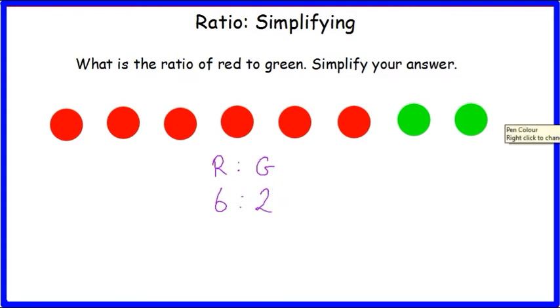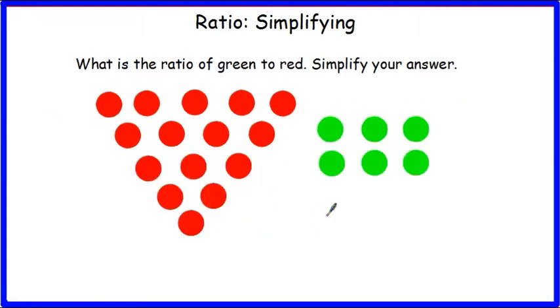So it's a bit like simplifying fractions. The number that goes in, 2 goes into both of these. 2 goes in there 3 times, 2 goes in there once, and you're finished. Red to green.